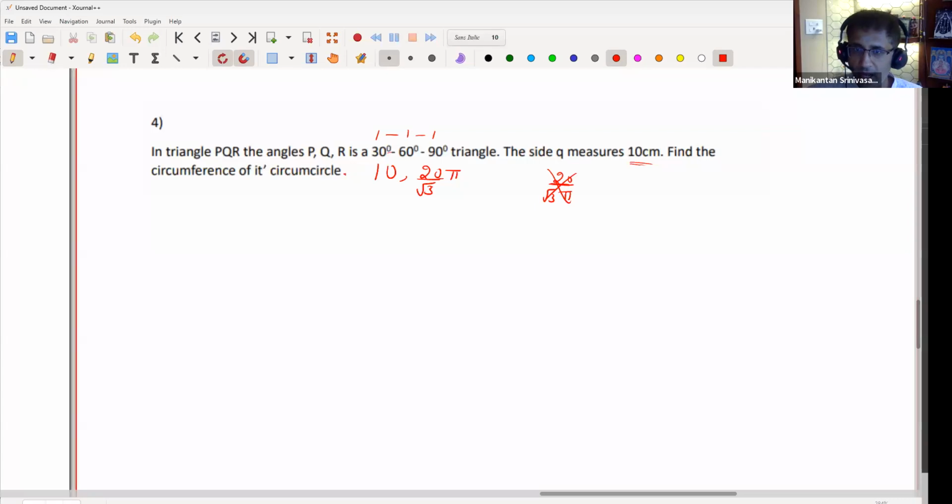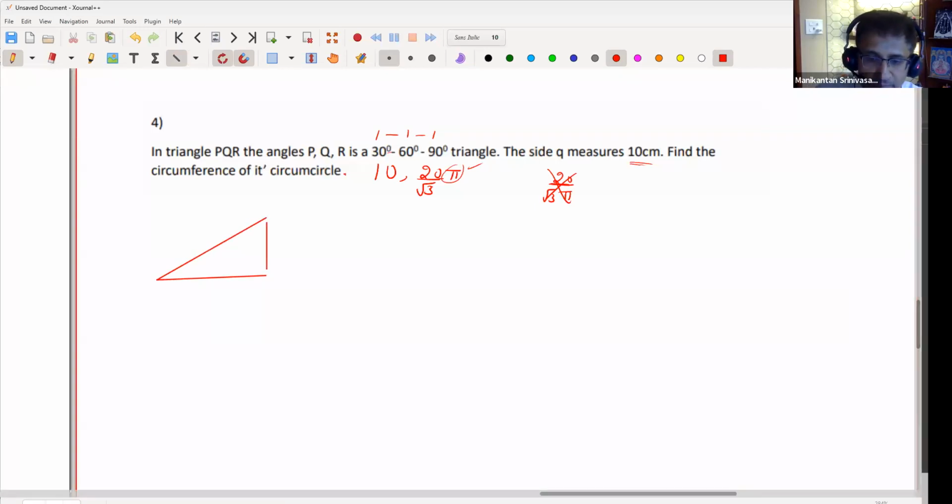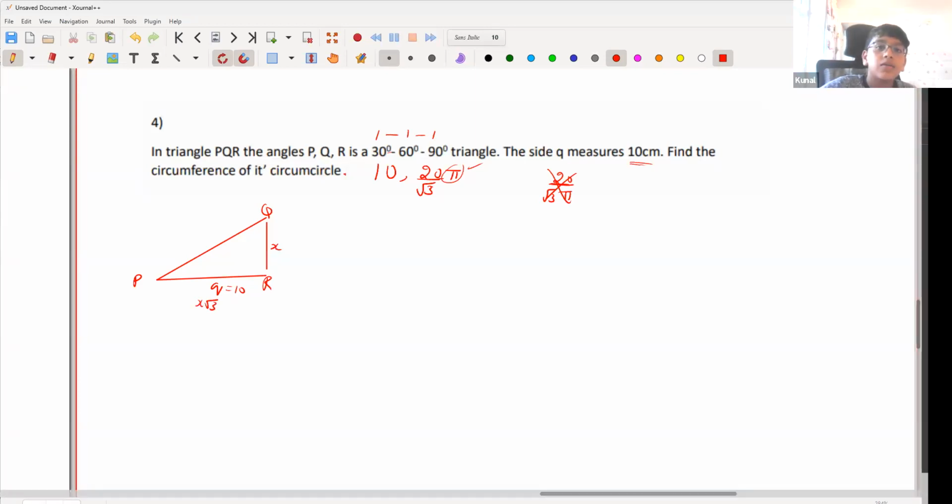Okay, at least this seems reasonable because there's a pi. But let's see. A 30, 60, 90 triangle, side q measures 10 centimeters. Let's draw a simple diagram. 30, 60, 90 is a very popular triangle, as we've discussed. P is the 30 degree angle, Q is 60, and R is 90. Side q, the one opposite to capital Q, is 10. You know the ratio, right? If this is x, then this will be x root 3.